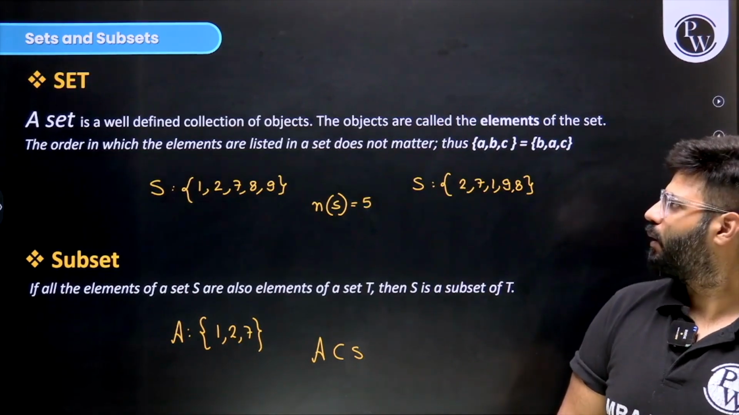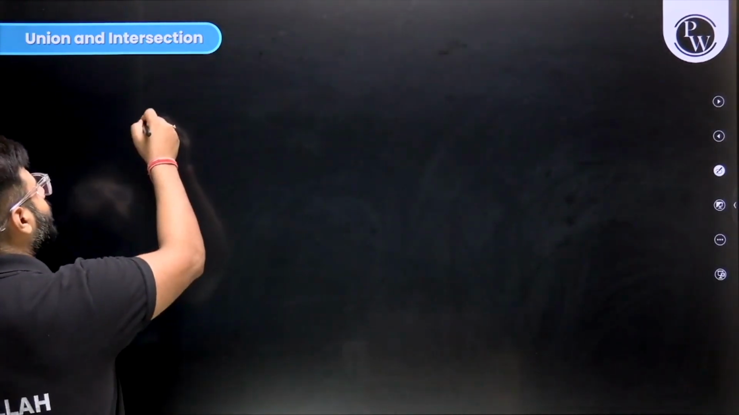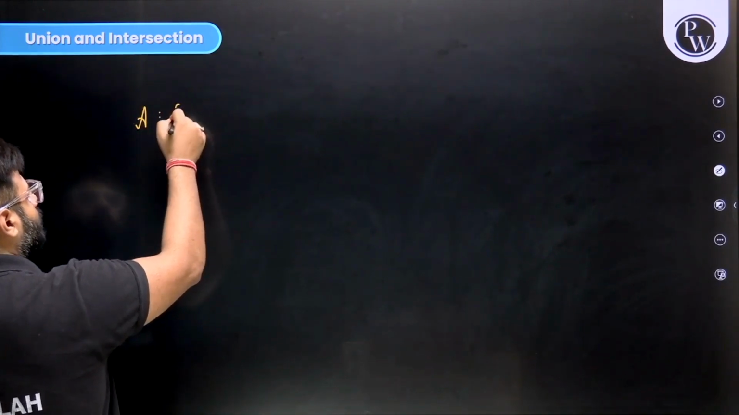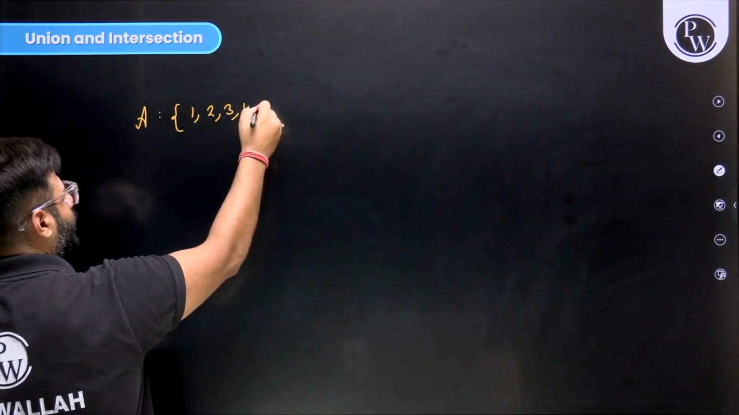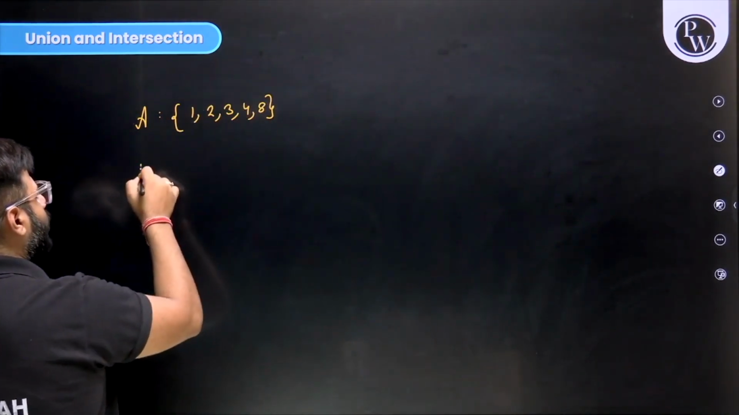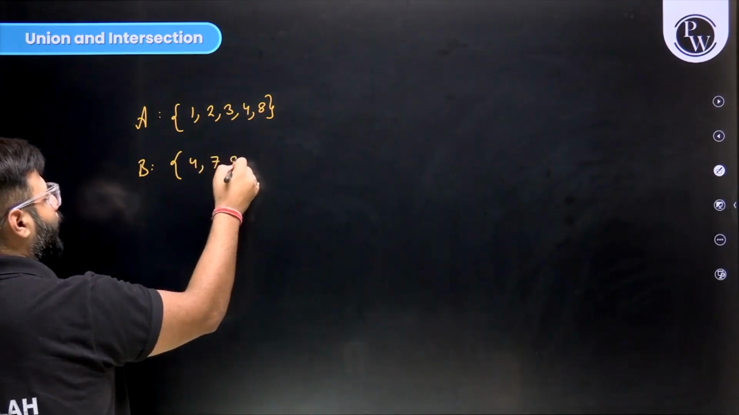Okay. Now, the point is union and intersection. What do you mean by union and intersection? चलो, मानते हैं एक सेट हमारे पास है कुछ ऐसा 1, 2, 3, 4 and 8, और एक सेट है हमारे पास कुछ ऐसा 4, 7, 8 and 9.